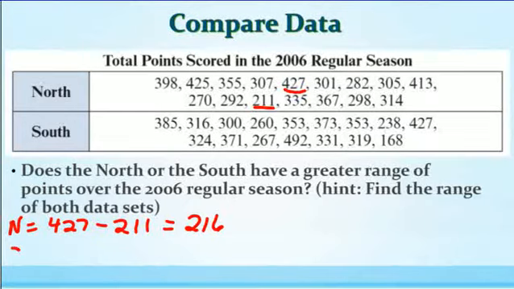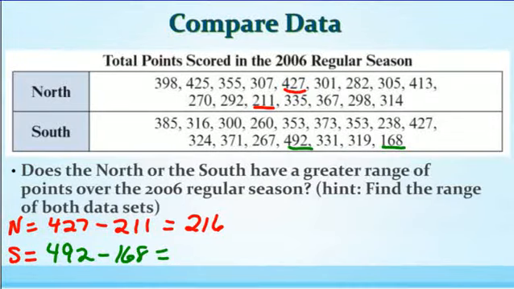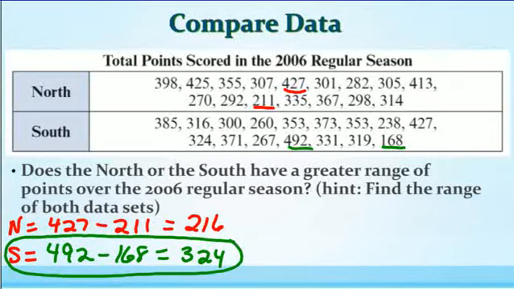Now the south, the largest number in the south, we would have 492. And we're going to subtract the smallest number. And the smallest number that we have would be 168. So if we take those two numbers, 492 minus 168, we get an answer of 324. So which one has the greater range? We would have to say that the south has the greater range.